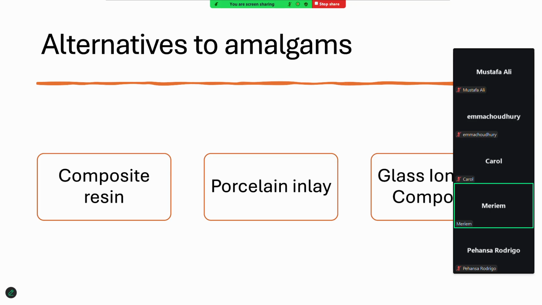The next alternative material is porcelain inlays. Getting a porcelain inlay fitted in requires removing the decayed tooth structure, preparing the tooth cavity, and taking an impression to make sure that the filling is customized to the tooth. This is a more complex and time-consuming procedure. However, they are highly durable and have a high longevity.